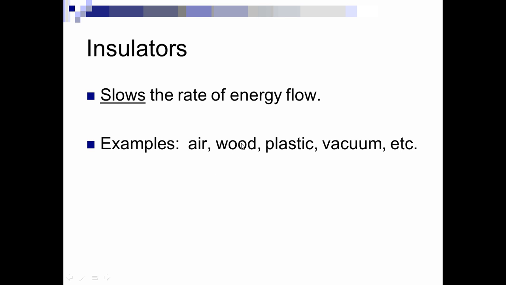Another example is wood. Here the electrons are pretty tightly bound. So insulators have tightly bound electrons. And so with wood and plastic, those electrons are pretty much stuck with the particular atom that they're with.